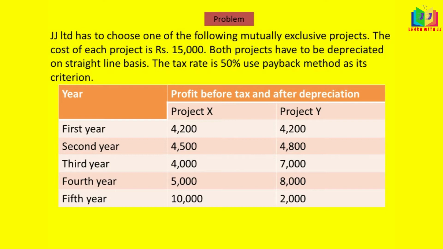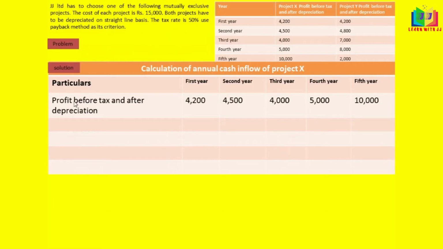First I have written the profit before tax and after depreciation for project X. We'll do one by one. I have written 4,200 for the first year, 4,500 for the second year, 4,000 for the third year, 5,000 for the fourth year and 10,000 for the fifth year.